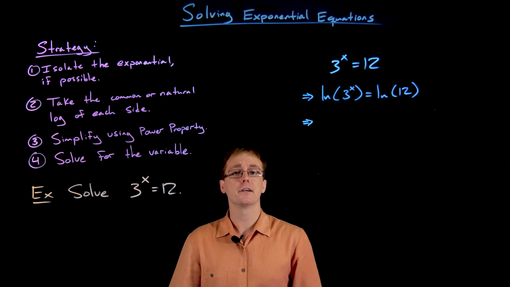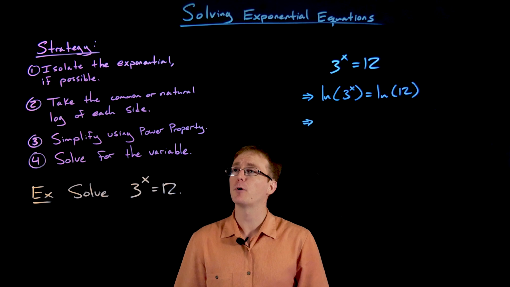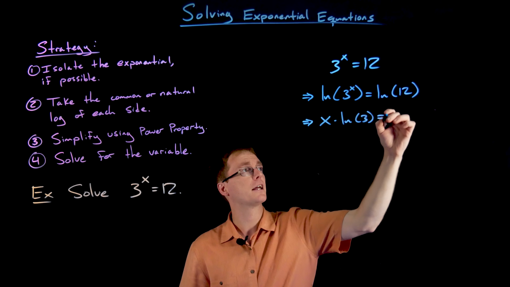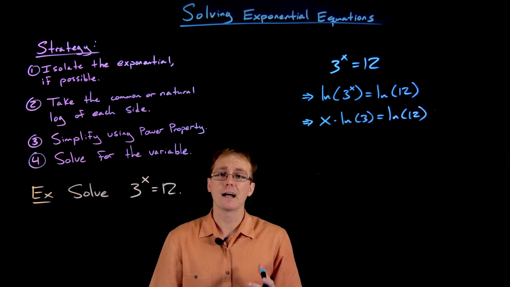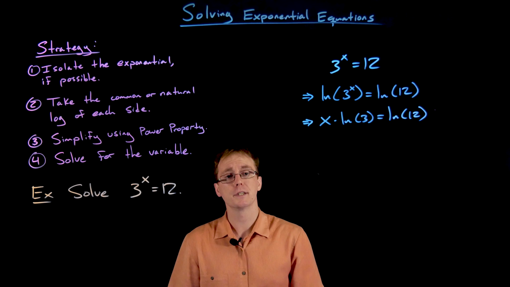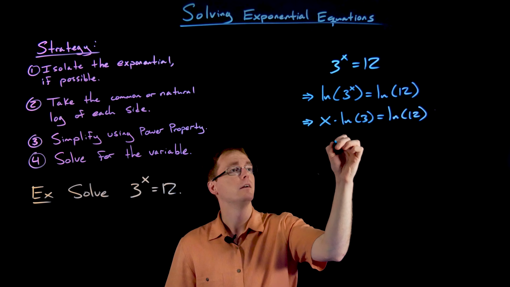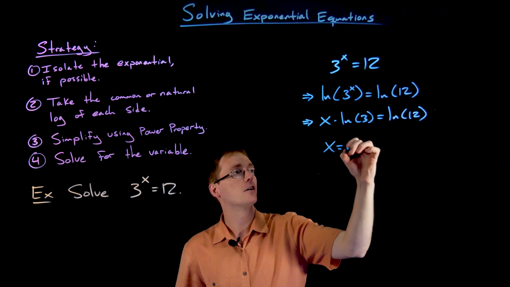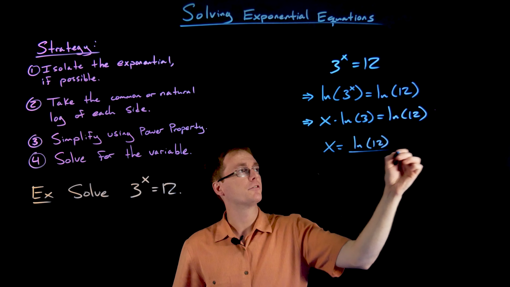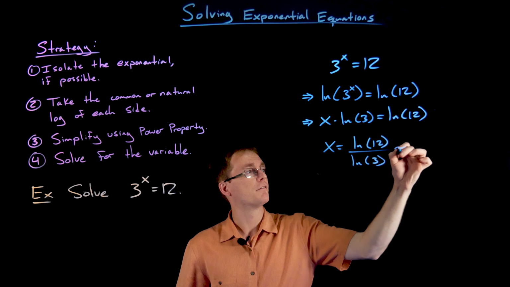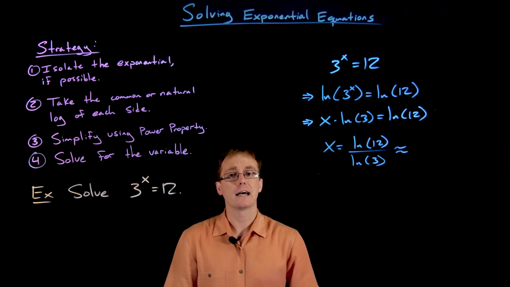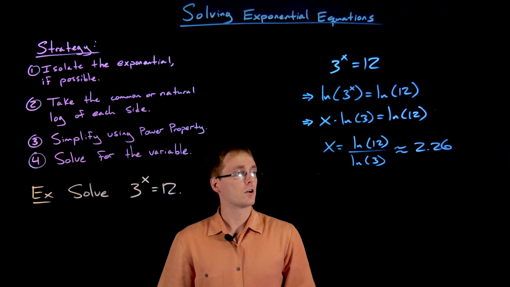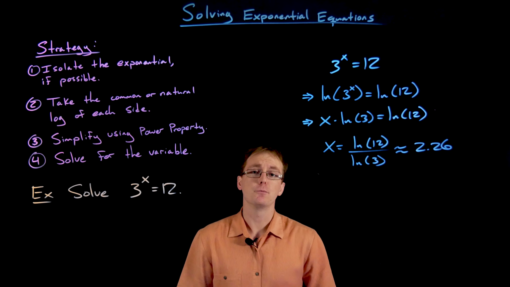Now we move on to our third step, where we simplify our logarithms using the power property for logarithms. We're going to bring our exponent of x out front as a factor on the left-hand side of our equation. That allows us to rewrite our entire equation as x times the natural log of 3 is equal to the natural log of 12. And now we just have one step to go: solve for our variable x by dividing away that factor of the natural log of 3. So our exact value for x is the natural log of 12 divided by the natural log of 3. Now we can input that into a calculator and approximate it. According to my calculator, the natural log of 12 divided by the natural log of 3 is about 2.26.